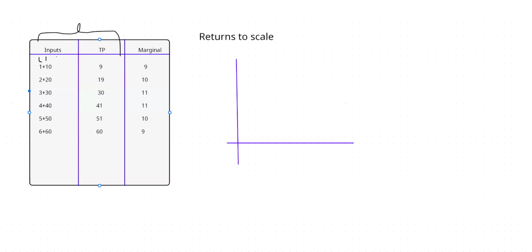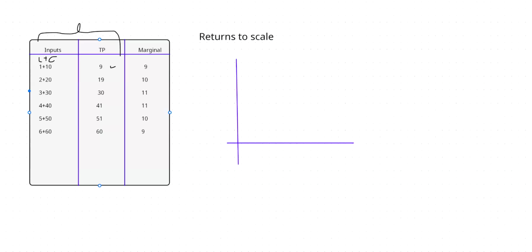So here C plus L. If I am going with one labor, then with that one labor I am investing 10 capital. So what is my total product? My total product is going to be 9 at that particular point. Then in the same ratio, in the same proportion, I go for increasing my inputs. Now, when I invested two labors, my investment in capital increased to 20, and my total production, I got 19.